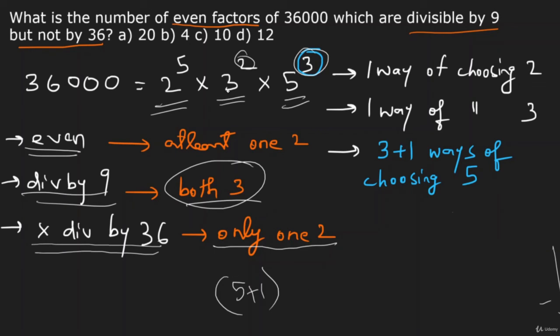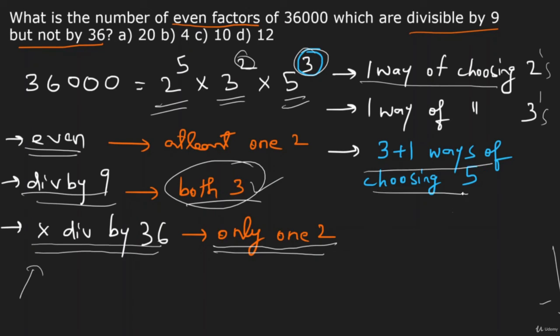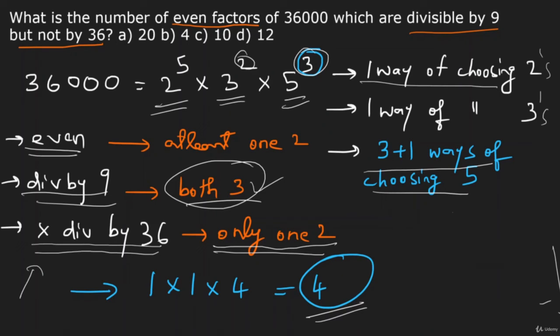Now that's when we just had no condition, but in this case we have these extra 3 conditions. Therefore I have only one way of choosing 2's, only one way of choosing 3's. That one way is I have to take both the 3's. This one way over here is I have to choose only 1 two. And I have no condition on 5. There's no restriction on the number of 5's I choose based on these given conditions. Therefore I can choose 0 or more 5's. That's 3 plus 1 ways of choosing 5's, which is equal to 4. Therefore the number of factors that I can make is 1 into 1 into 4. That is, there are 4 such factors.